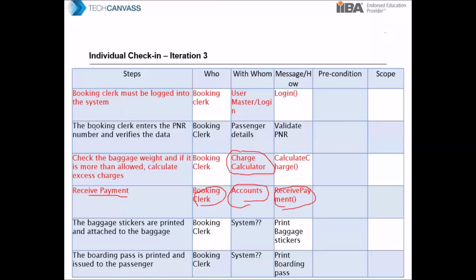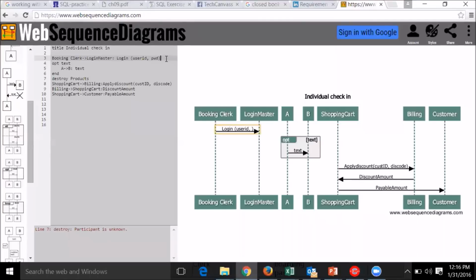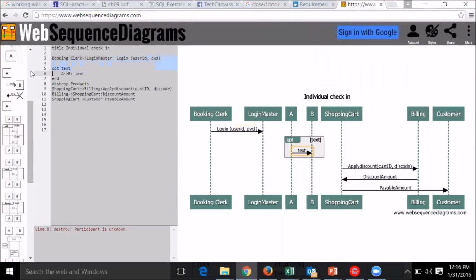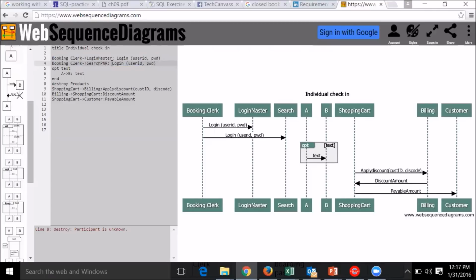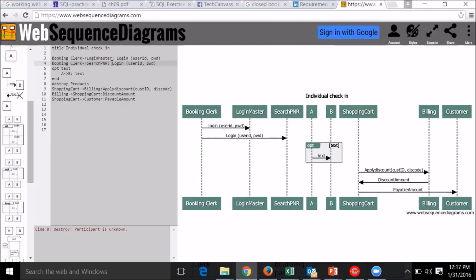What was our next step? The booking clerk enters the PNR number and verifies it. So in this case, next step would be, I'll simply copy and paste. So booking clerk will interact with search PNR. At this stage, I know that there has to be a search screen with which the booking clerk will interact to get the PNR validation. So I will name it as search PNR. You can name it anything which you would like.